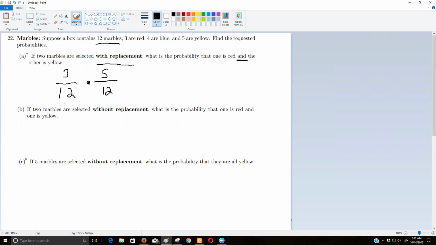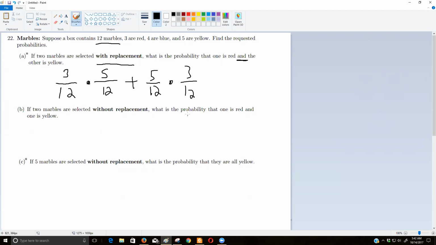Okay, so that's one way. If the first marble is red, the second marble is yellow. I could also have it come out this way, and I'm going to use the word "or," because it could be this way, or I'm going to draw a yellow one first, and then a red one second. And because I use the word "or," I'm going to add these 2 probabilities.